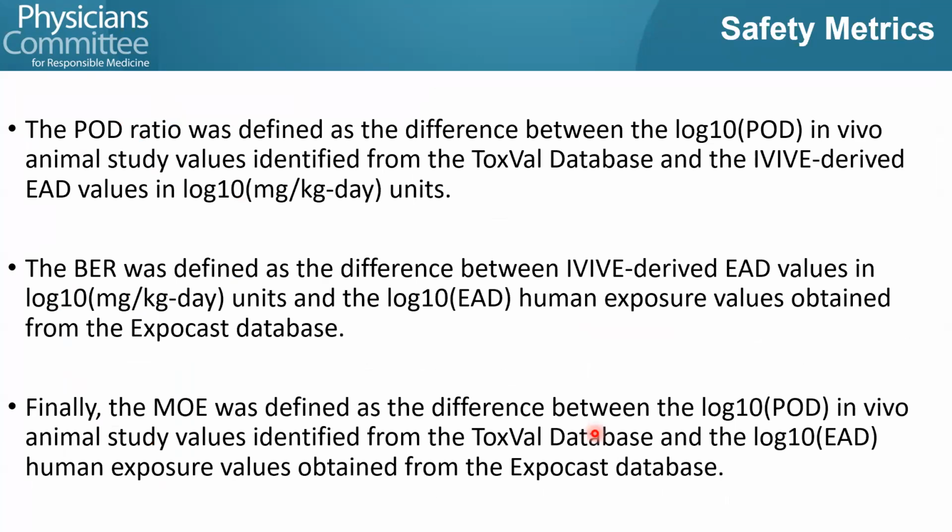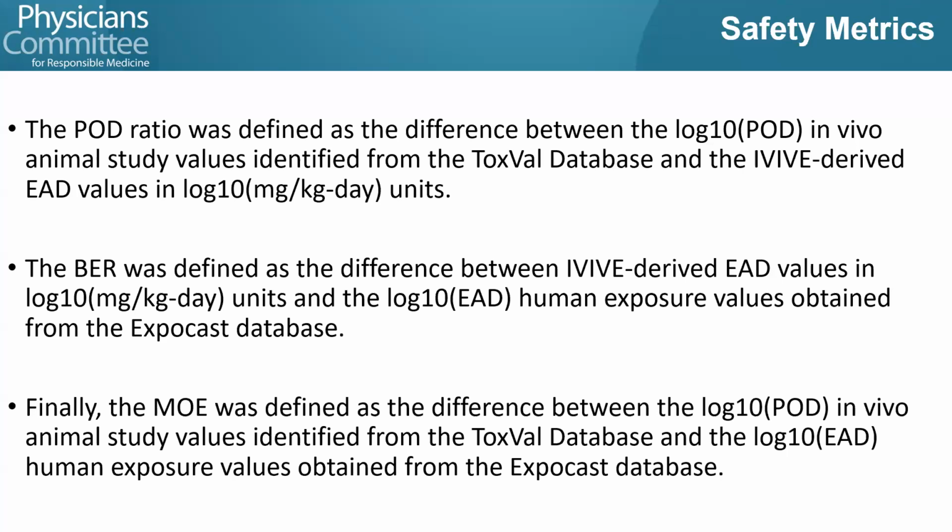So the POD ratio was defined as the difference between the log10 POD in vivo animal study values and IVIVE derived EAD values. BER is defined as the difference between IVIVE derived EAD values and the human exposure values, and MOE was defined as the difference between the POD in vivo animal study values and the human exposure values, which were obtained from the ExpoCast database. And so how do you interpret these safety metrics?